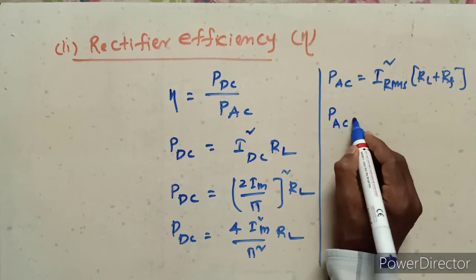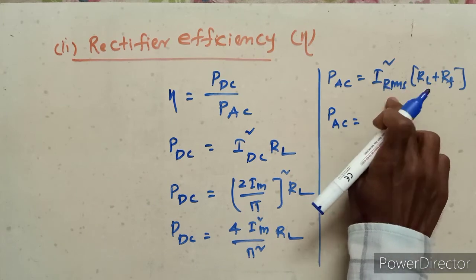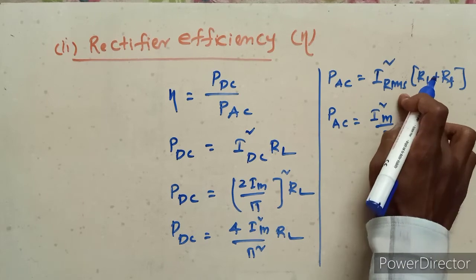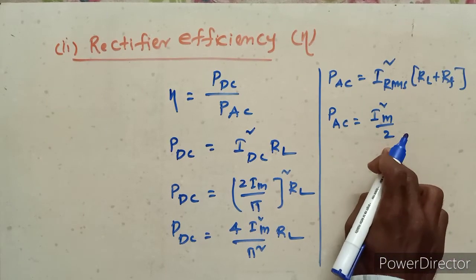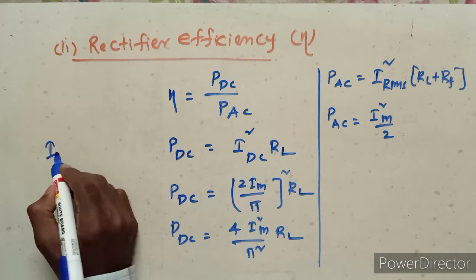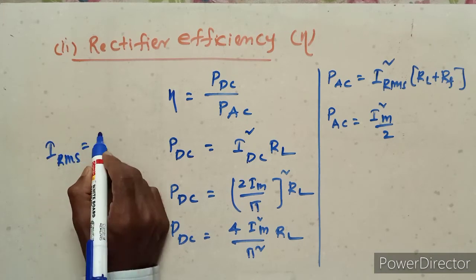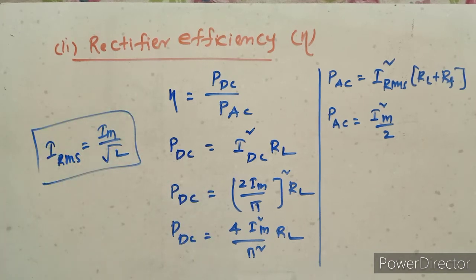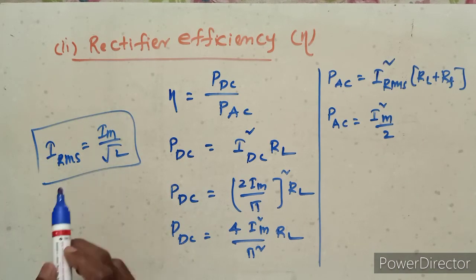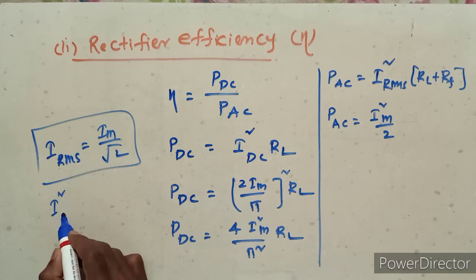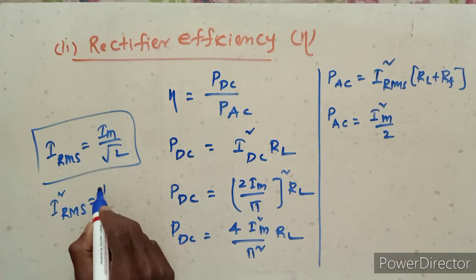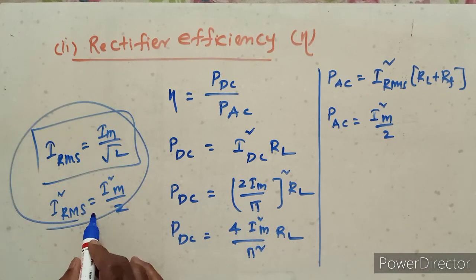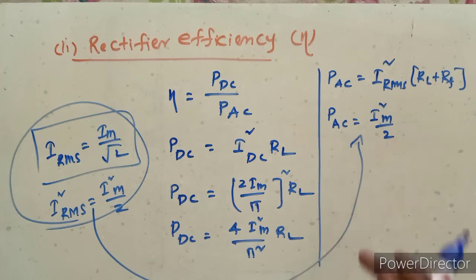AC input power equals I squared RMS, and I RMS squared equals I squared m upon 2. Generally, RMS current equals Im upon under root 2. This is the original value. Then I squared RMS equals I squared m upon 2.